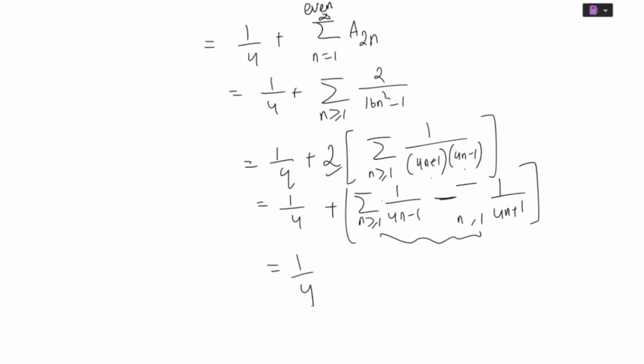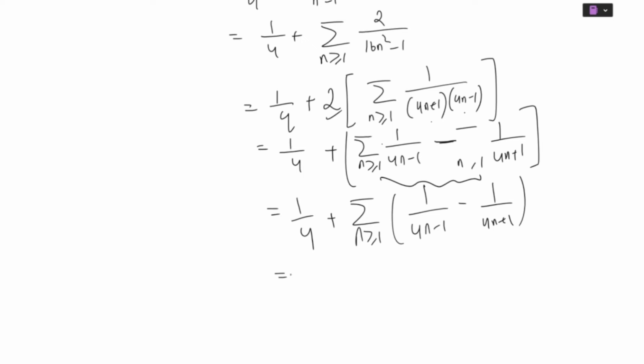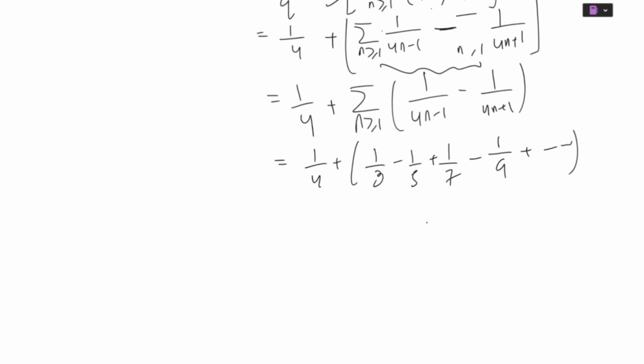Now, 1 by 4 plus summation n greater than or equal to 1, and this is basically 1 by 4n minus 1 minus 1 by 4n plus 1. Now, let us evaluate this. This simply gives you 1 by 4 plus, now just evaluate the series. It's 1 by 3 minus 1 by 5. What is the next term? When n becomes 2, it's 8 minus 1, 7. So 1 by 7 minus 1 by 9. And now you understand what's going on here. Okay. So this is basically the series.